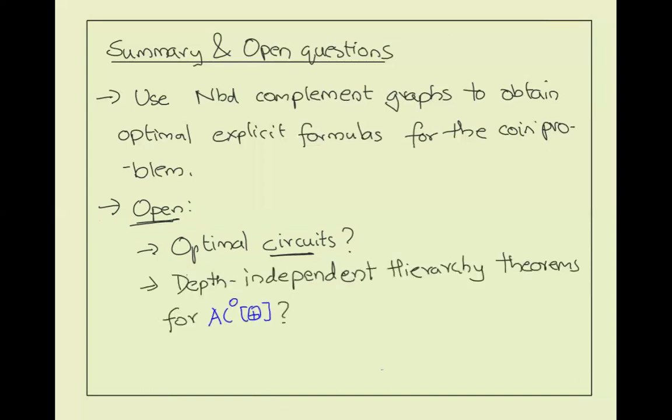And the second very interesting question is to come up with depth-independent hierarchy theorems for AC0[mod 2]. So all the results I've spoken about so far give us size hierarchy theorems if we fix the depth of the circuit beforehand. However, if we want to separate circuits of depth 3 from circuits of depth 100, we don't really have problems that can do this. So can we show size hierarchy theorems that separate circuits of depth 3 from circuits of depth 100? That is an extremely interesting question that I don't really know how to approach. And that's the main open question that I want to leave open here.